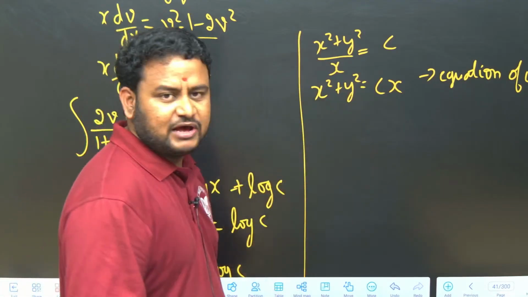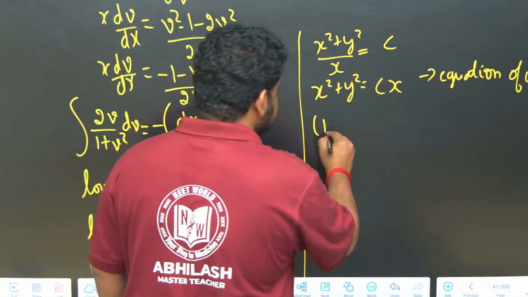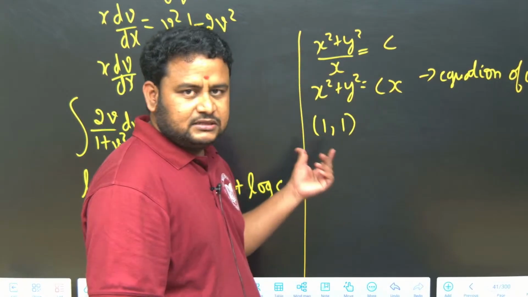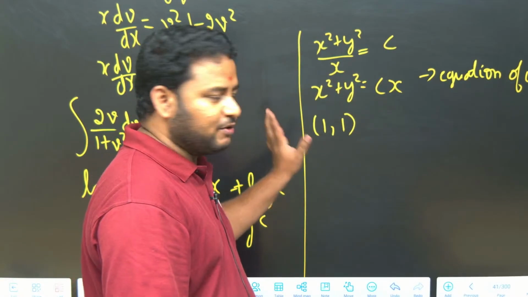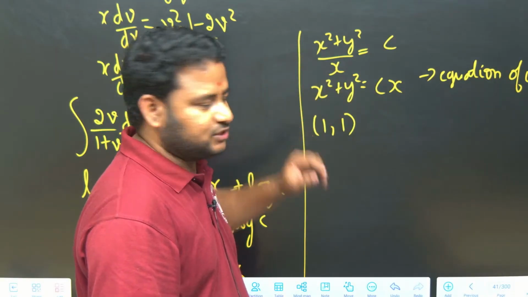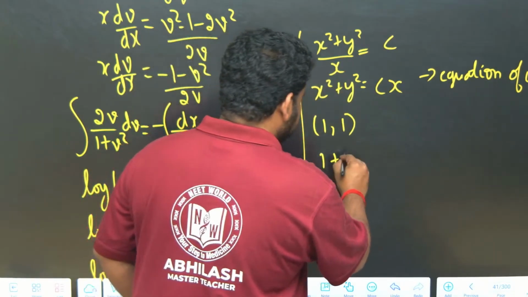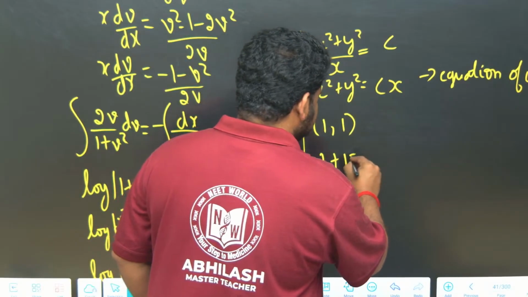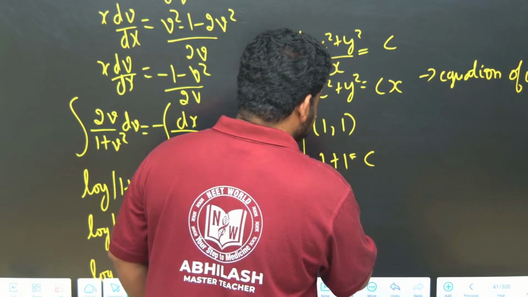First let us find the value of c. They are telling this is passing through (1, 1), so (1, 1) satisfies this equation. That means I have to put 1 for x and y. So 1 plus 1 square is nothing but 1, so this will become equal to c, c into 1 is c. So c will become equal to 2.